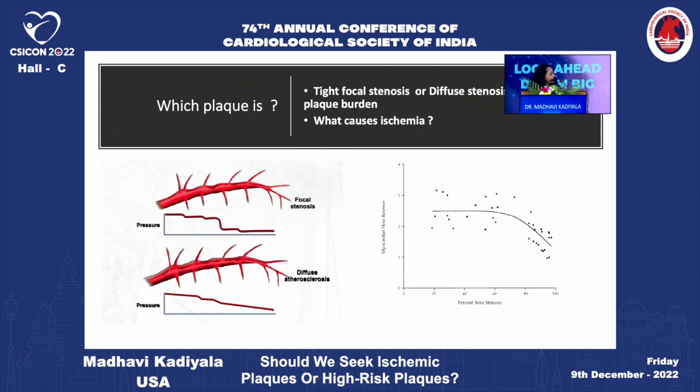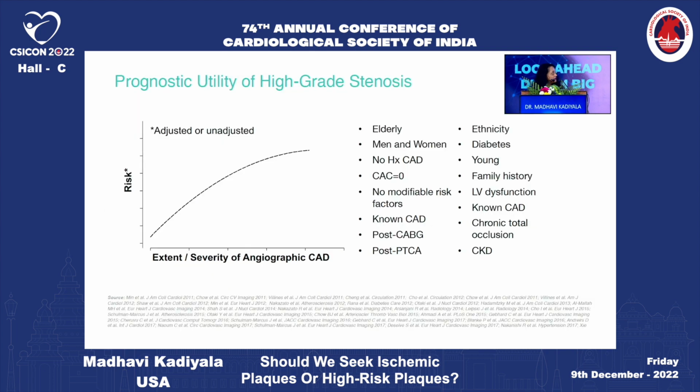In this situation, you have diffuse atherosclerosis, high plaque burden, which also causes a pressure drop, but it's much more gradual. So which should we be more concerned about? Here is a plot that shows the relationship between flow reserve and the area stenosis. We know that once the stenosis goes beyond 80%, the flow reserve goes down. But in the moderate category, the flow can be normal or can be decreased. So that's where the conundrum is.